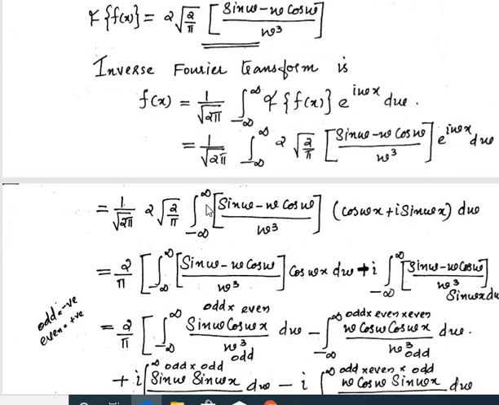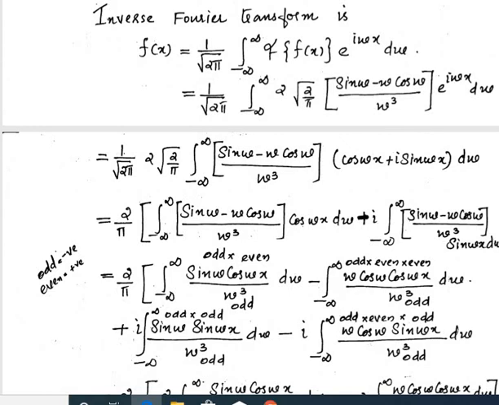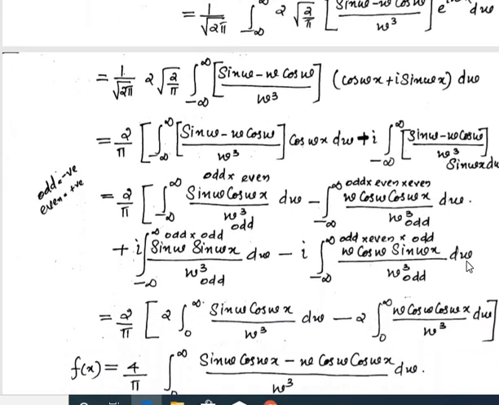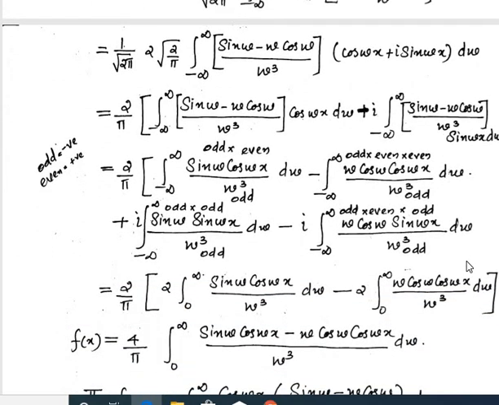And since the limit is from minus to plus infinity, we can apply the integral property. So separate each term, multiply each term separately. So it becomes sin omega minus omega cos omega by omega cube into cos omega x d omega plus i into sin omega minus omega cos omega divided by omega cube into sin omega x d omega. Again, separating the terms to check whether it is even or odd, it is easy to separate: sin omega cos omega x by omega cube minus omega cos omega cos omega x by omega cube. Here also sin omega sin omega x by omega cube minus omega cos omega sin omega x by omega cube.